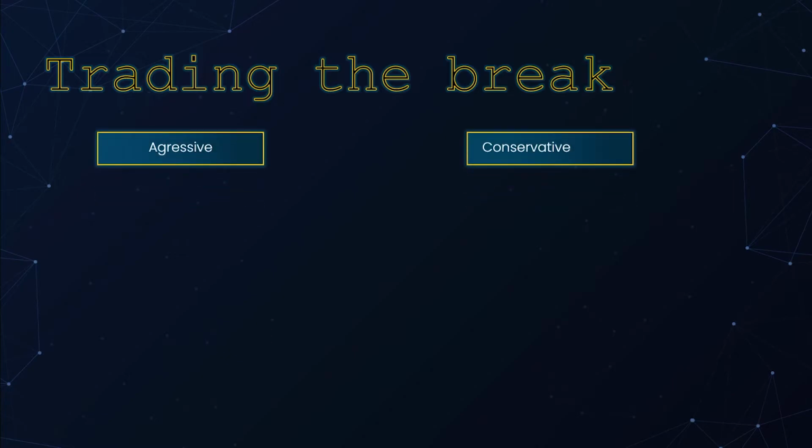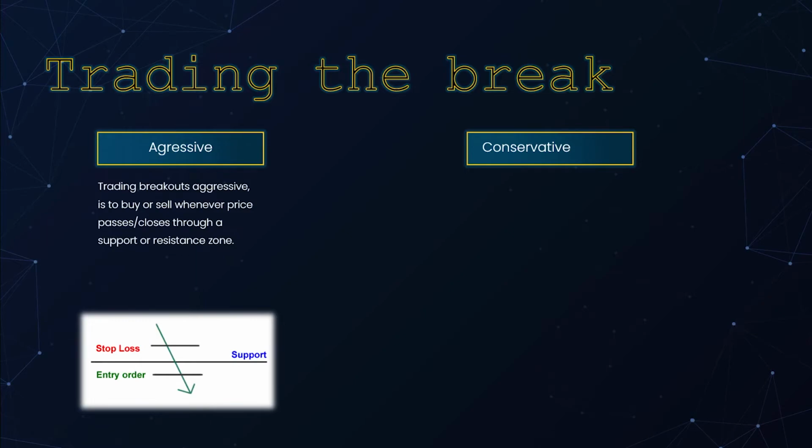There are two ways to play the break in trading: the aggressive way or the conservative way. The aggressive way to play the breakout is to buy or sell whenever price passes convincingly through a support or resistance zone. We say convincingly because when we choose the aggressive way, we still need to wait for the candle to close below or above resistance. The bigger the candle that breaks the zone, the better.